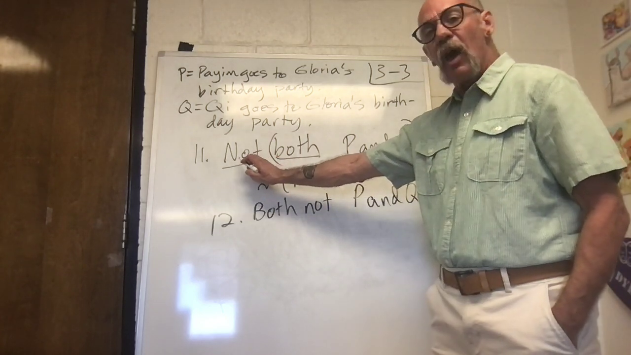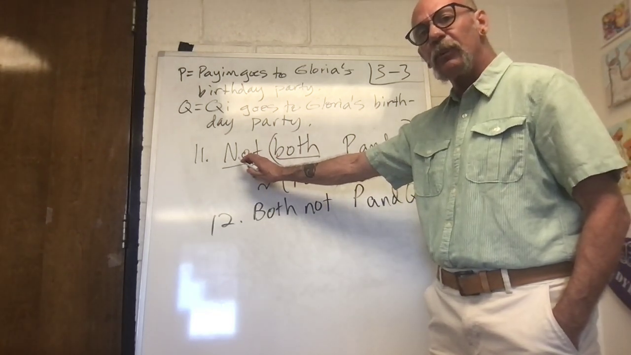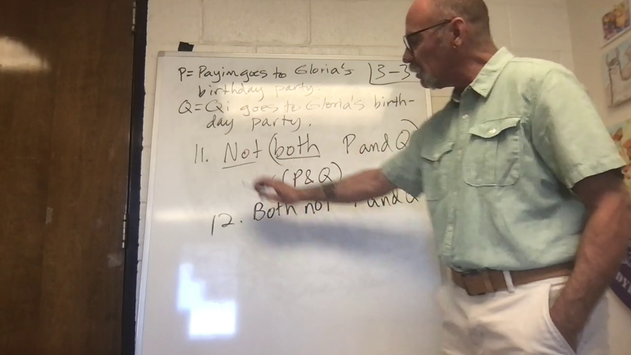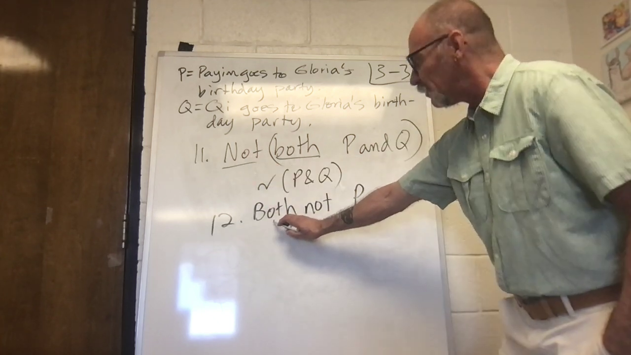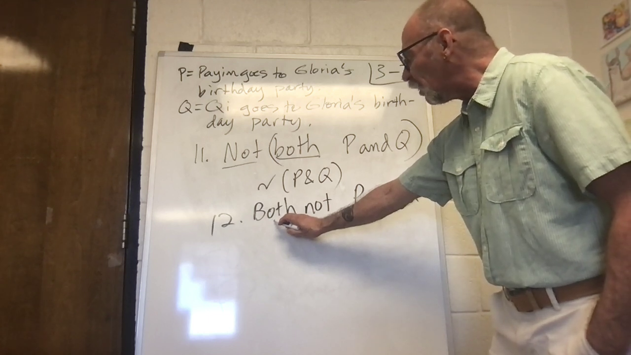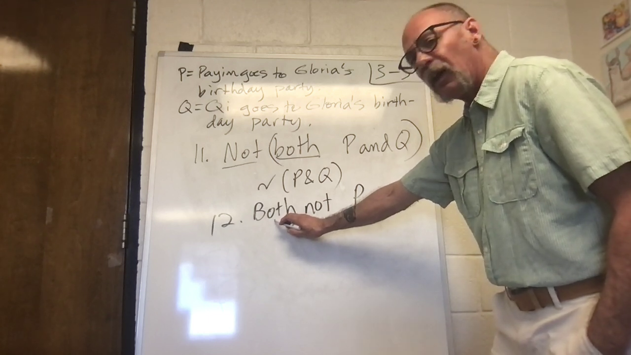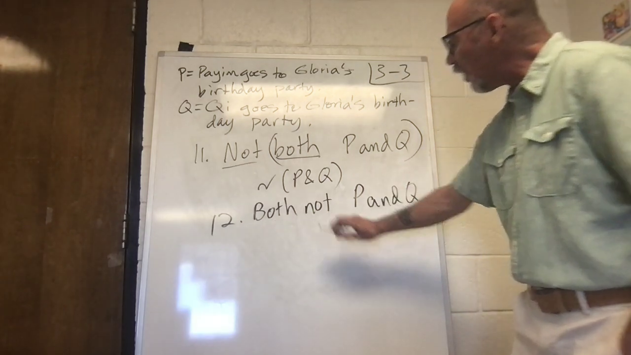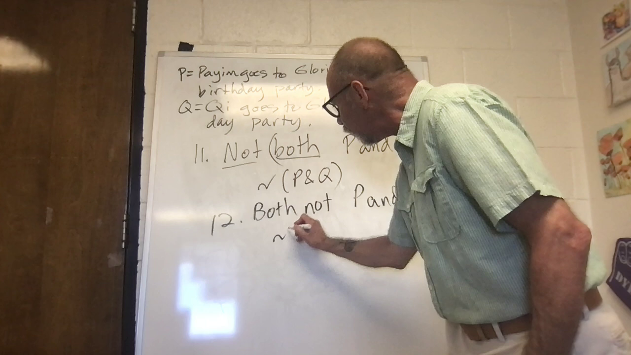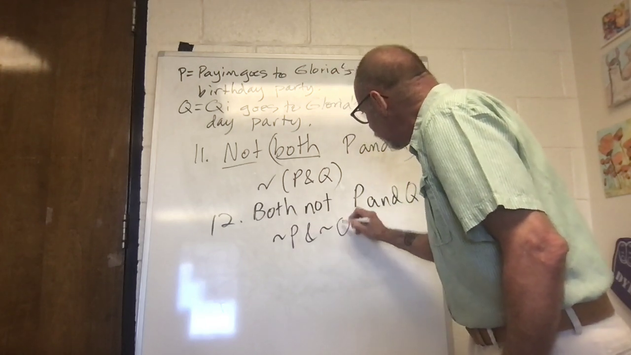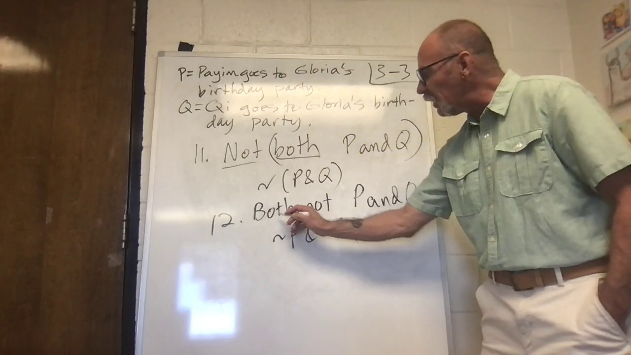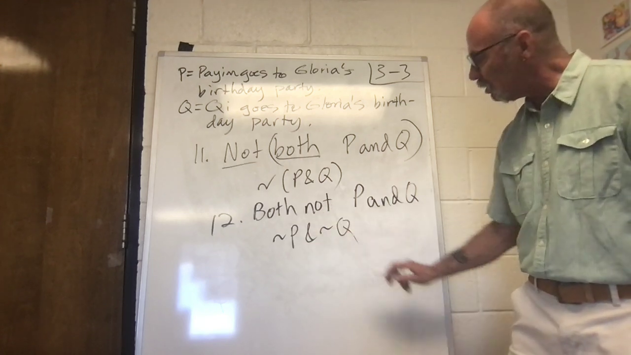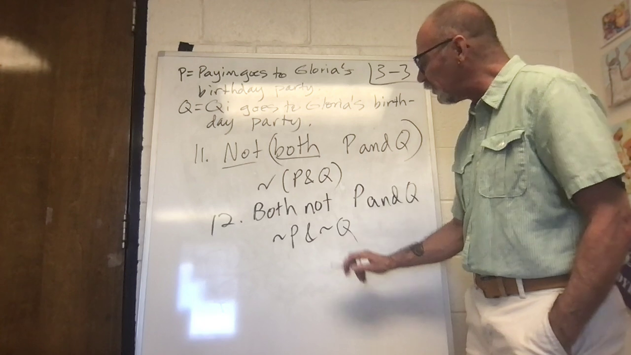In not both, not comes first. Not is a way of expressing negation. So in 11, overall what we're looking at is a negation. In 12, both comes first. Both is a way of expressing conjunction. So in 12, overall what we're looking at is a conjunction. We take not into account in 12 by understanding that both not is giving us a conjunction where each conjunct is a negation.